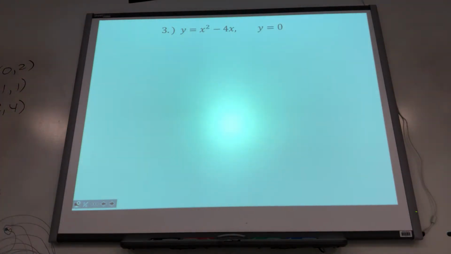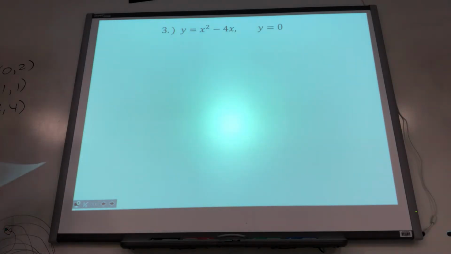All right, now last one. There is a little bit that we're gonna have to talk about on this one. So it should be another parabola right off the bat. It says y equals x squared minus 4x. And then y equals 0.